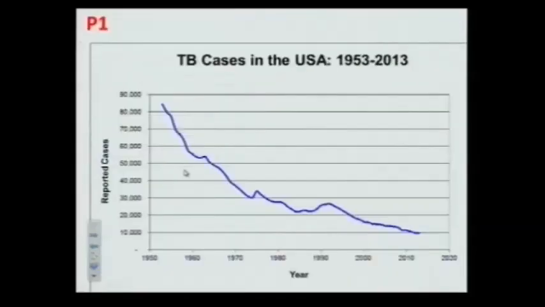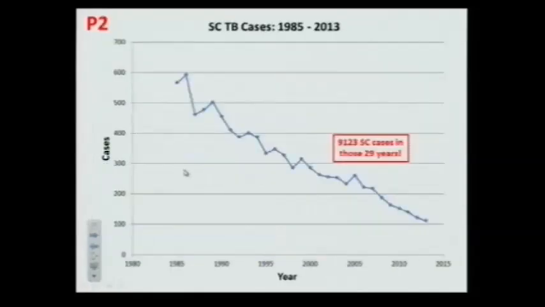Okay. TB in the U.S. is going down, down, down, down, down, so that what happened to Mrs. Roosevelt is unlikely to happen to Michelle Obama. TB in South Carolina, down, down, down, down, down. Michael, the press had a big to-do last year about a TB outbreak in Greenwood. Did the press ever discuss the fact that this is one of the most successful programs we have in the state? Not a word.